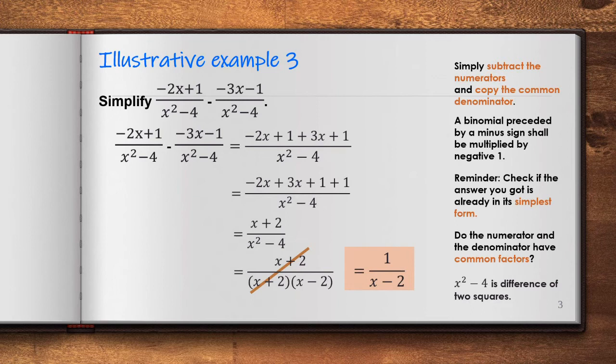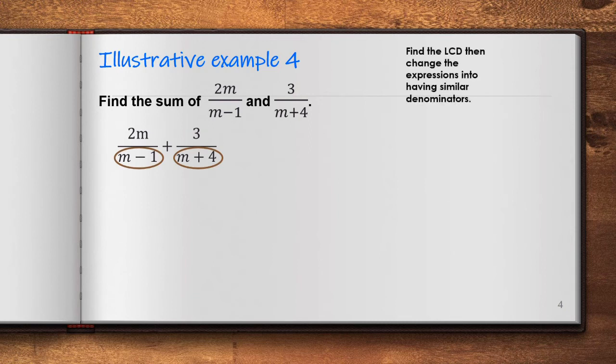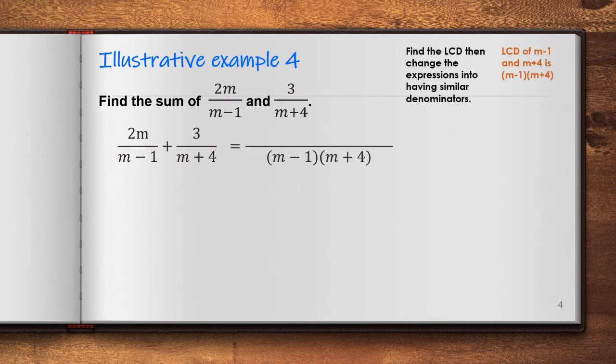How about in this fourth example? Find the sum of 2m over m − 1 and 3 over m + 4. So again, this is sum. So we will add 2m over m − 1 and 3 over m + 4. Look, the denominators are not similar. So we will find the LCD, then change the expressions into having similar denominators. The LCD is the quantity (m − 1) times the quantity (m + 4). That will be our new denominator.